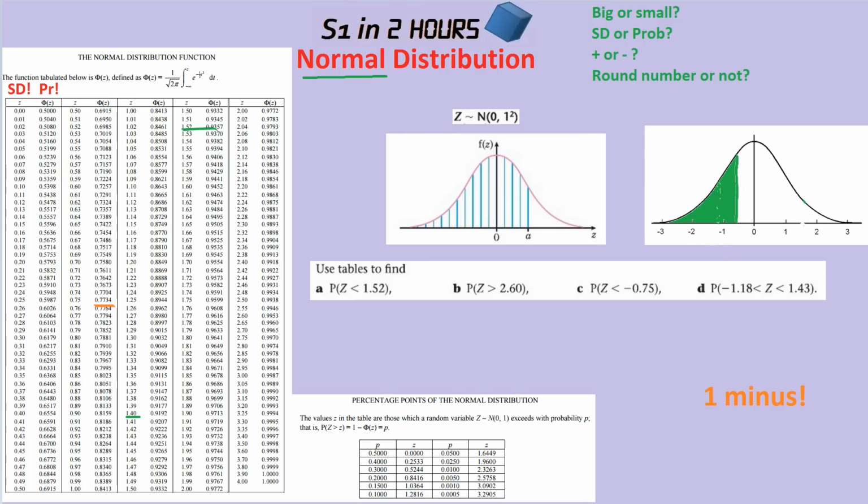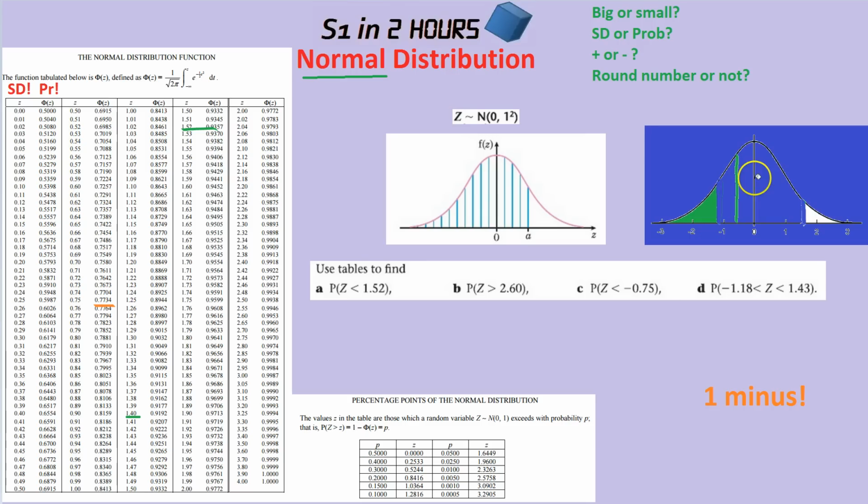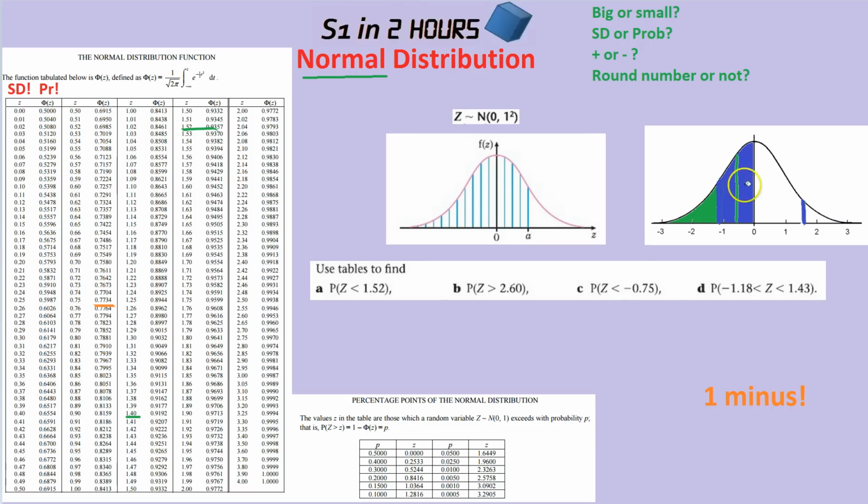Minus 1.18, I believe, would be about here. And 1.43 would be here. So they want in between these two. So they want this blue area here. Whoops, not the whole thing. This blue area here, if I shade it in.